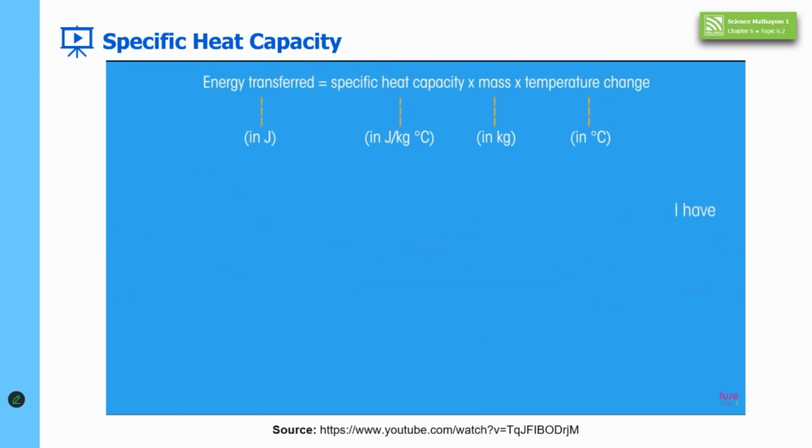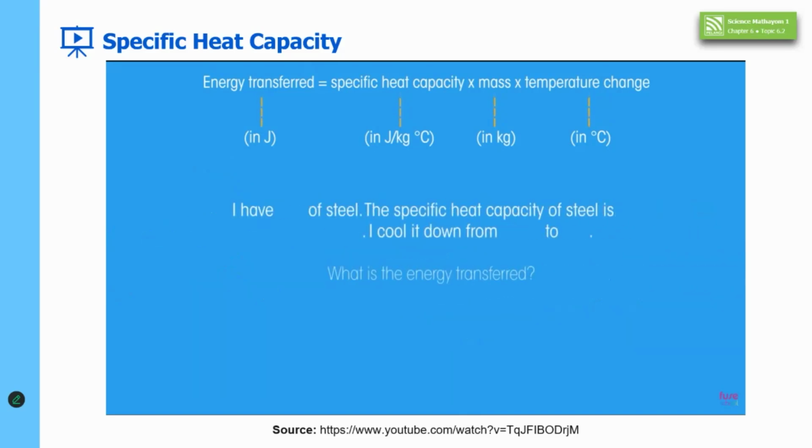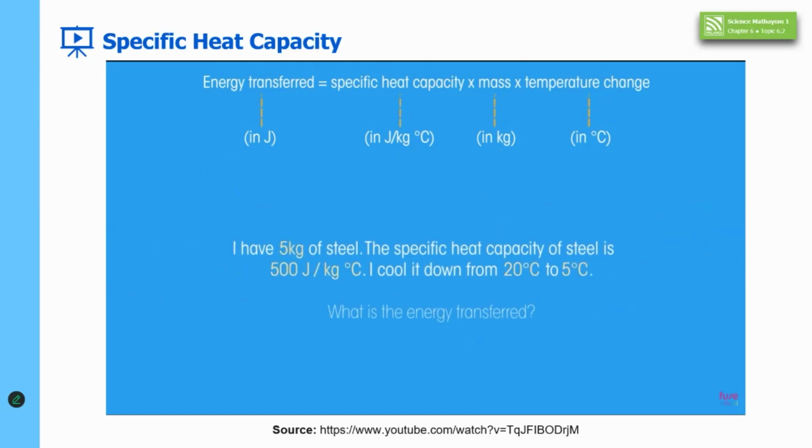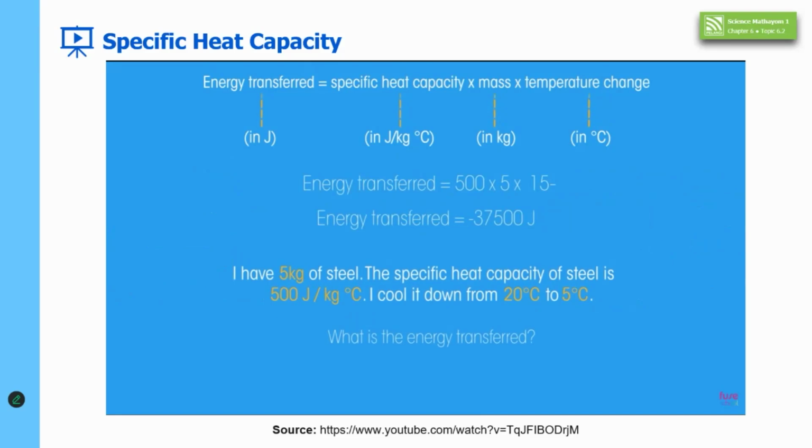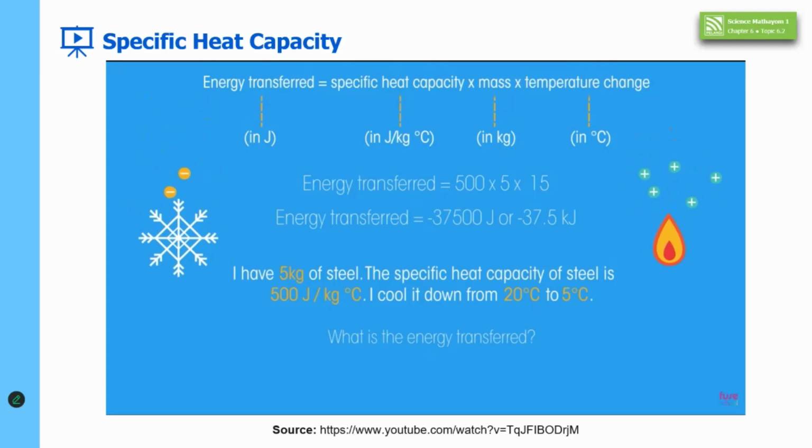Here is another practice problem. Pause the video and attempt to calculate the energy transferred to the lead. Did you get it right? We could divide by 1000 to turn the answer into kilojoules. Notice that the answer is negative this time. It's because we cooled the lead. The temperature change will always be negative if it is being cooled, and positive if it is being heated.